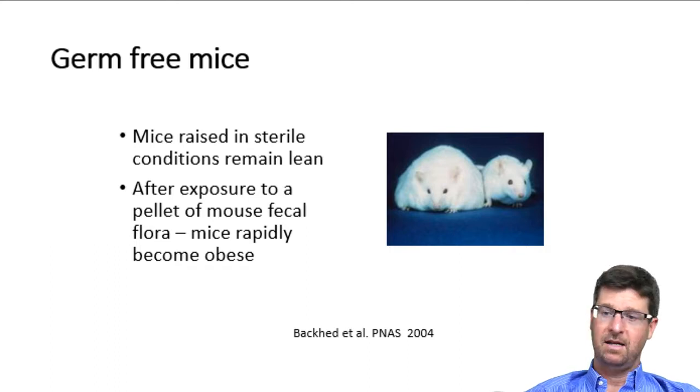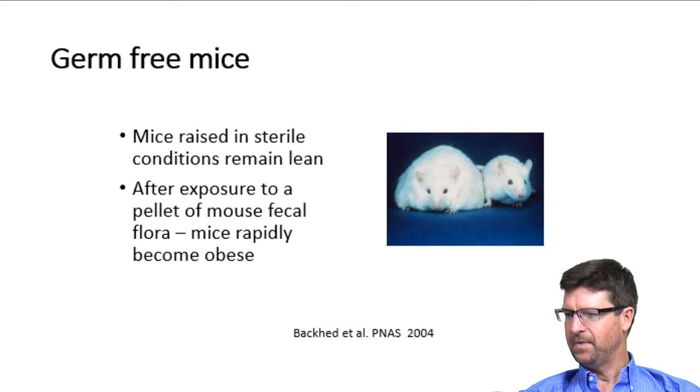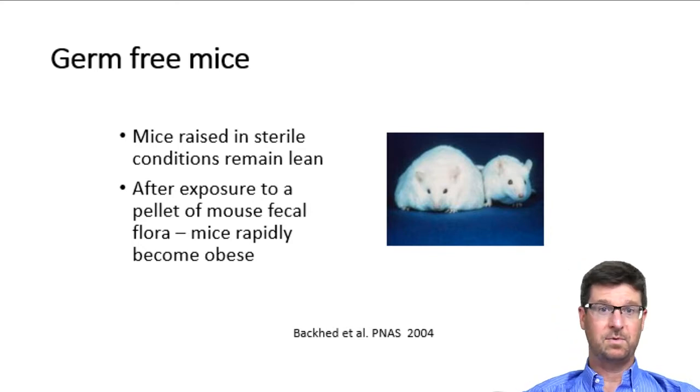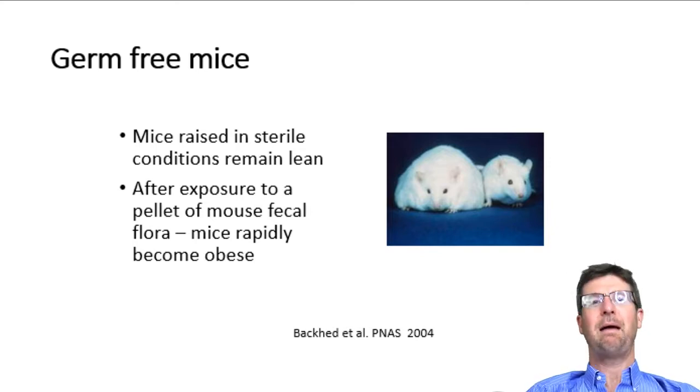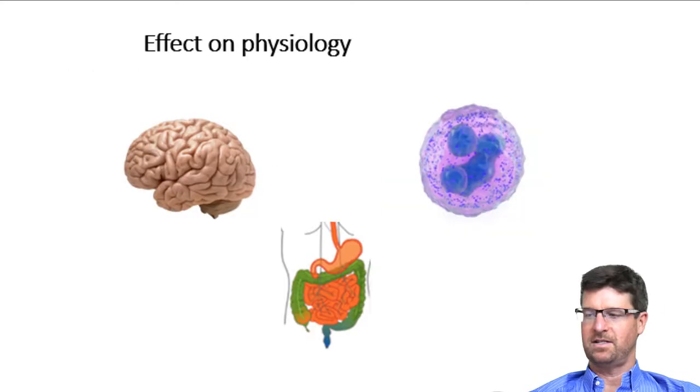It's now an old study from 2004, but it shows that mice that were raised in sterile conditions, so without any germs whatsoever, no microbiota, you could feed these animals any kind of diet and they remained lean. The animals that were colonized with the microbiota, at least in this study, rapidly became obese. So this was the first study that showed that the microbiome can cause obesity and that obesity might behave something like an infectious disease.